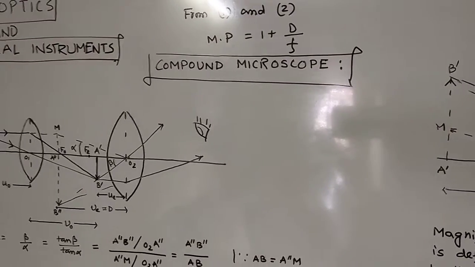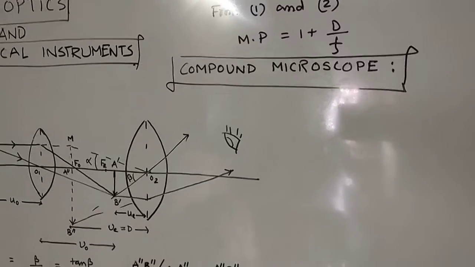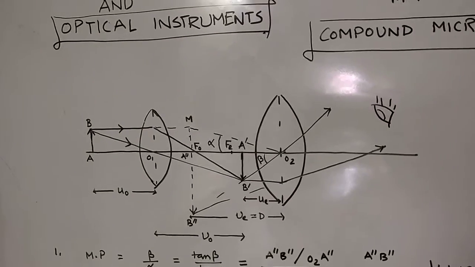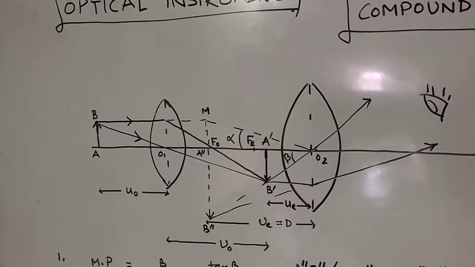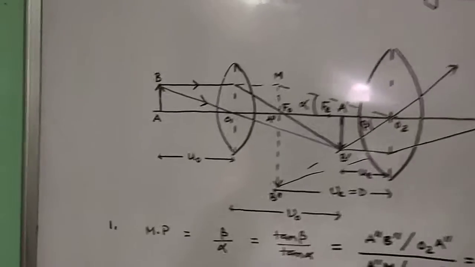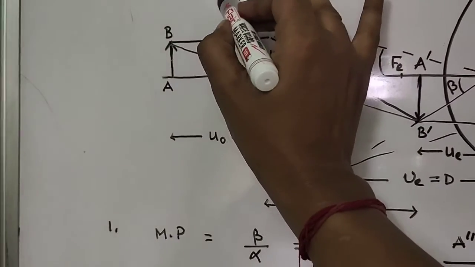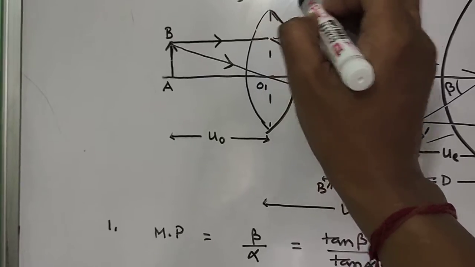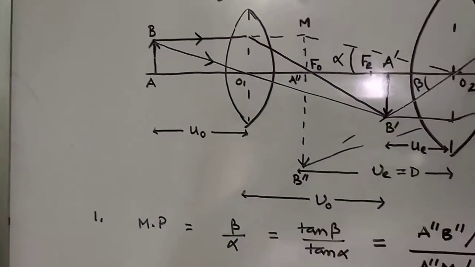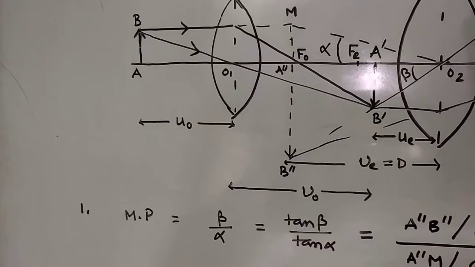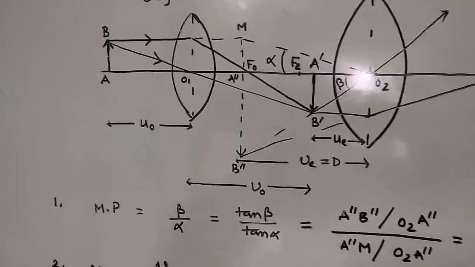Now the next topic which you are going to define is the compound microscope. In a compound microscope you need two lenses. One is in front of the object, which is defined as the objective. So here this one is your objective because this is your object, and this one is your eyepiece because it is near the eye.